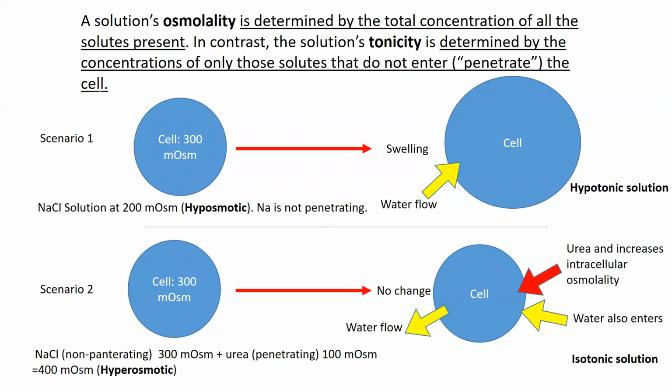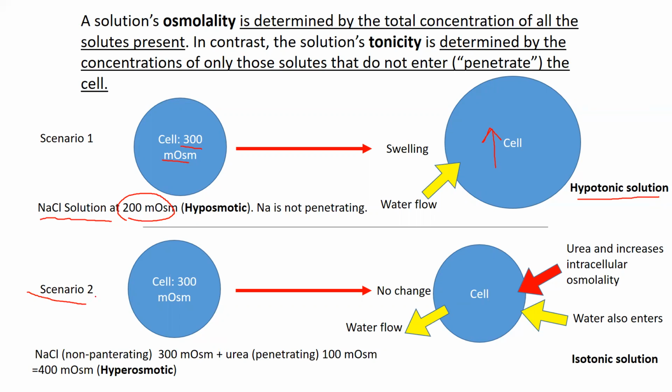For example, let's take scenario 1, where we have a cell with 300 milliosmol, and it was put in a sodium chloride solution of 200 milliosmol. Okay, what will happen is that water will move from the area of low osmotic pressure to inside the cell, where there is higher osmotic pressure, and this will make the cell swell, right? And so in this case, this solution is called a hypotonic solution.